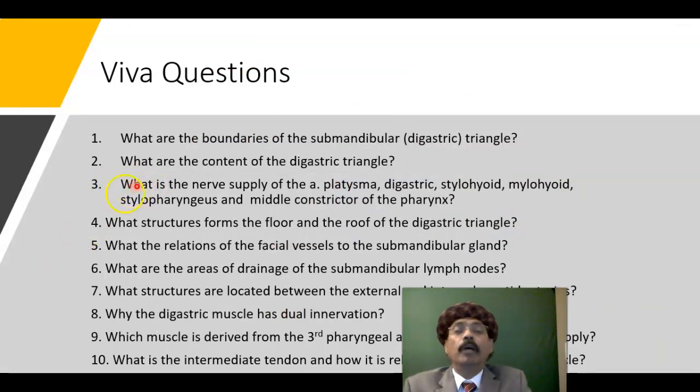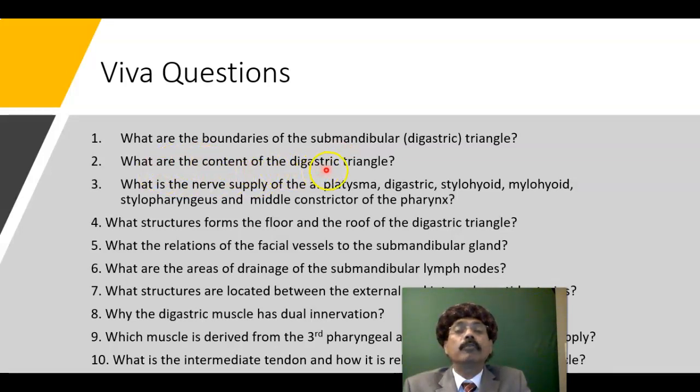What are the possible viva questions? What are the boundaries of the submandibular or digastric triangle? We got the anterior belly of digastric, posterior belly of digastric, base is formed by the base of the mandible, and an imaginary line from the angle of the mandible to the mastoid process.